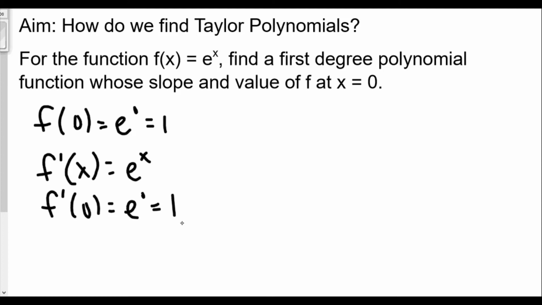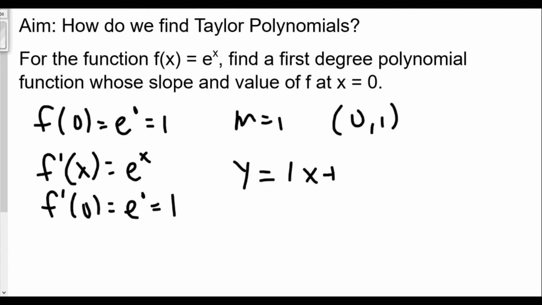A first degree polynomial is a linear function, so we just have a linear approximation. Our slope is 1, and we have a coordinate of (0, 1). So our polynomial would be y equals 1x plus 1. Okay, that's not a big deal.